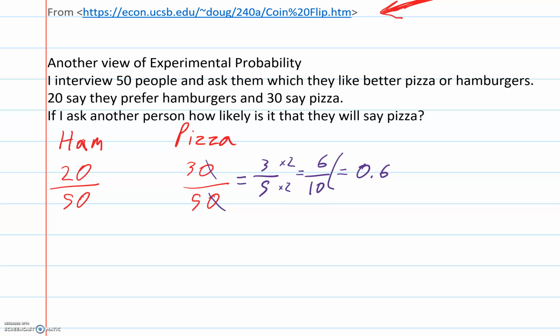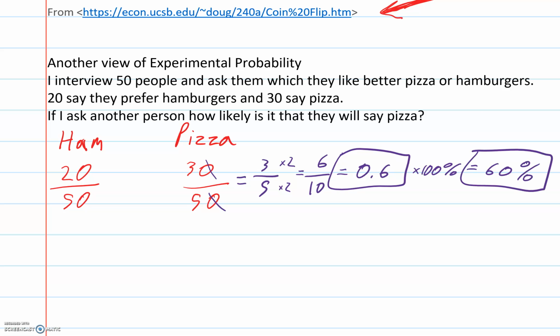So this is one way of writing probability. The other way is to times it by 100% and get that it's 60%. So this is a 60% chance that the next person will say pizza. But it's not actually a 60% chance. It's an experimental probability. It's not a theoretical one. We don't know exactly 60%. But based on our survey, we can say that it's 60%.